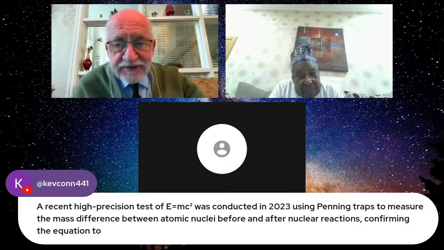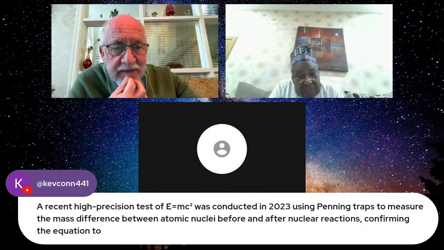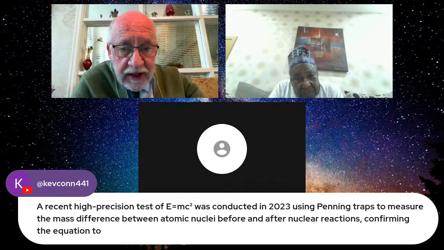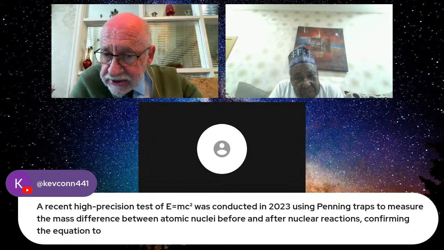If I might just put up, while we still have Musa there, I've been having some conversation with Kev here, and he says a recent high precision test of E equals mc squared was conducted in 2023 using Penning traps to measure the mass difference between atomic nuclei before and after nuclear reactions, confirming the equation to presumably very high precision.